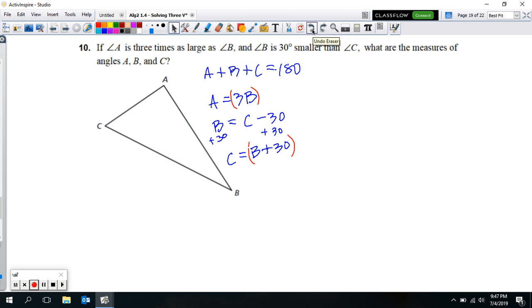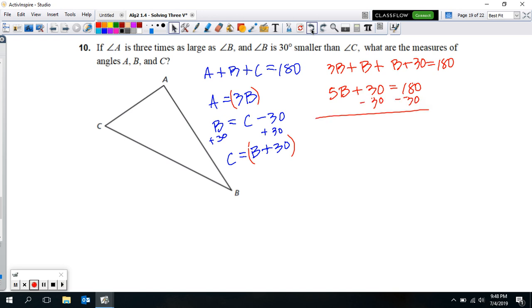So instead of A, I'm going to write that it's 3B. Then the next one is the B, plus the B from the equation here. And then plus C, but instead of C, we're going to write B plus 30. And then we'll finish it off with it equals 180. So now we have an equation with everything with the letter B. So we just combine the like terms with the B's here. 3 plus 1 is 5B plus 30. Subtract 30 from both sides. That gives us 5B equals 150.